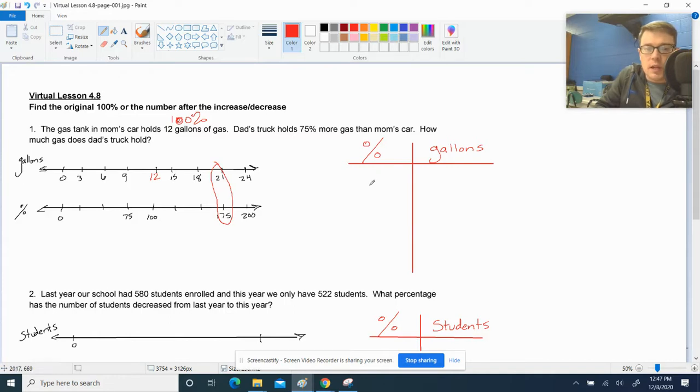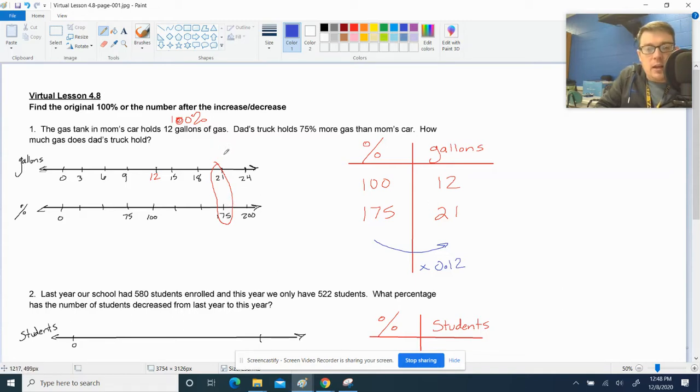You also could use the table. If 100% is 12, then 175% would be 21. And we know that because the constant of proportionality, to get from 100 to 12, when you divide those two, you get 0.12. Because 12 divided by 100 is 12 hundredths. So you could have used the table in that manner. You could have used the double number line the way that I showed.